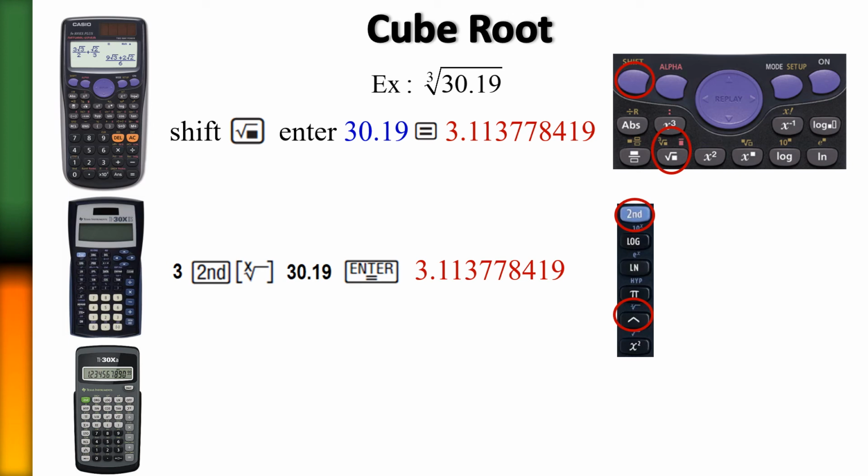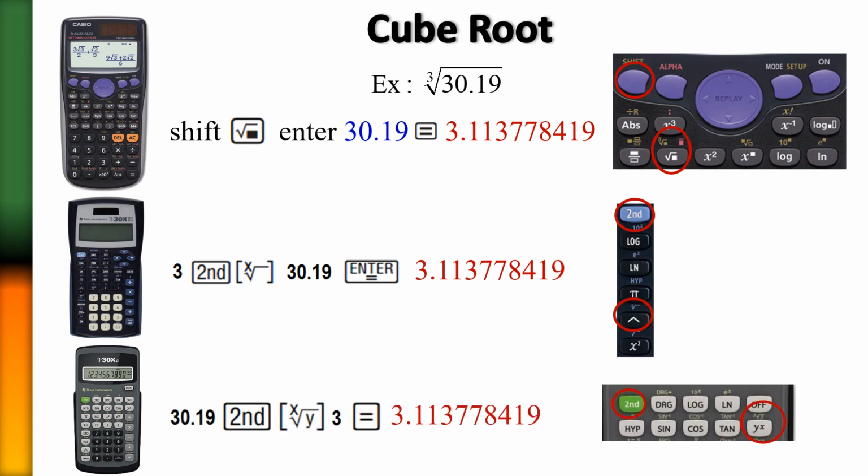And then lastly, for those of you who have the TI-30XA series, you're going to put in the numbers first, 30.19, second, then find the radical key with the X as the index, then press 3 to tell the calculator that you want the cube root, and then press enter.